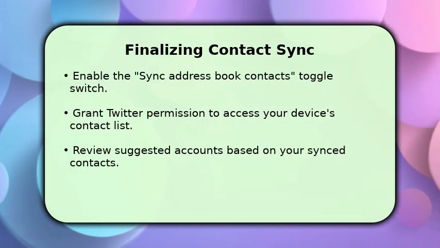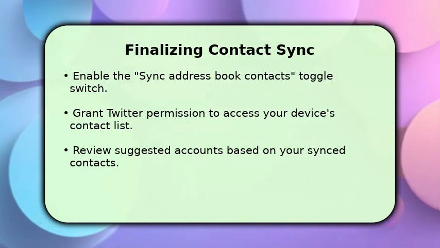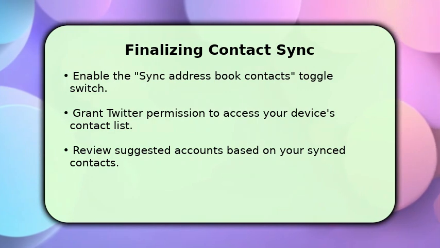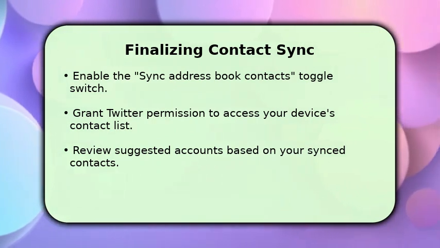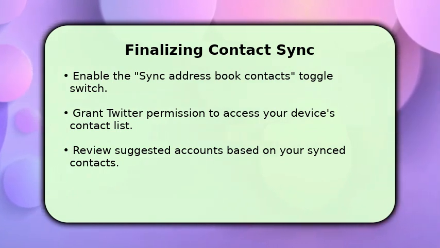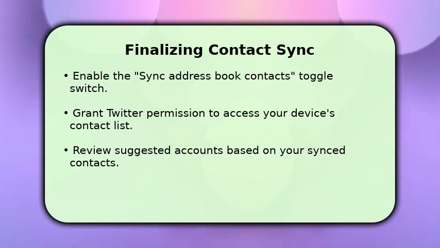Once you're in Discoverability and Contacts, you'll see a toggle for Sync Address Book Contacts. Turn this on. Your device will then prompt you to grant Twitter permission to access your contacts. After granting access, Twitter will process your contacts and suggest accounts you might know, making it easier to connect.